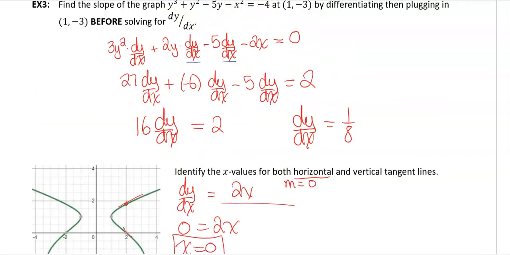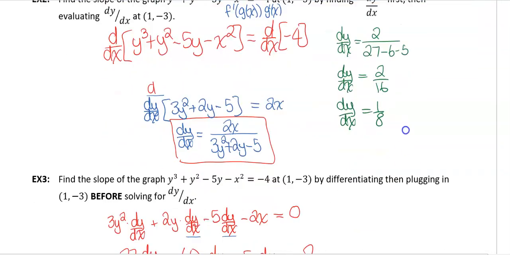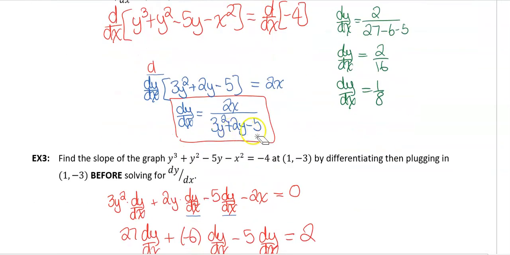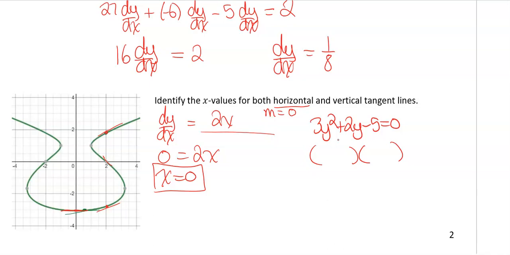Vertical tangent lines, if we look back here, is when the denominator is equal to 0, not the numerator. Denominator in this case is 3y squared plus 2y minus 5 equals 0. And maybe we can factor this and get our values. Maybe we can use the quadratic formula, even though it's not in terms of x, it's still a quadratic form, and then get our values for x by putting them back in. It's just something to be thinking about.